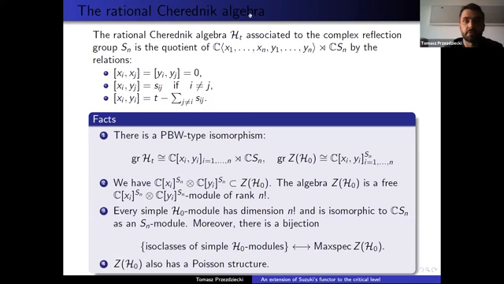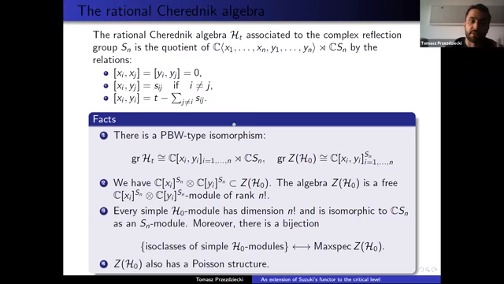Okay, so now coming back to the Cherednik algebra. Here we have the definition. It's a quotient of the semi-direct product of the symmetric group with these non-commutative polynomials, where the x's and the y's commute. Then we have these two relations depending on whether i equals j or i is different from j.